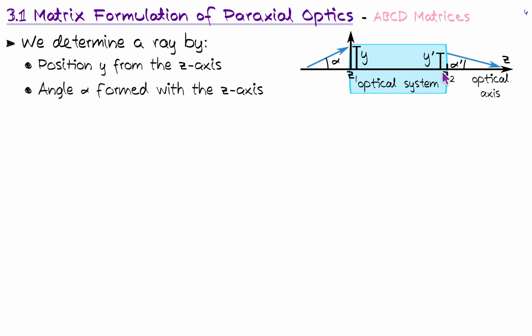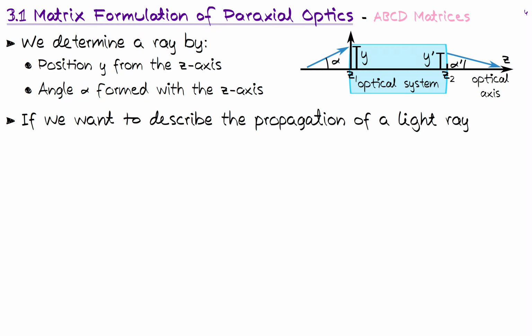And then after propagation, when we are looking at the ray at a z2 plane, then we have a y prime coordinate denoting the distance from the optical axis, and then we might have a different angle alpha prime describing the angle with respect to the optical axis. So that would be the z-axis in this picture.